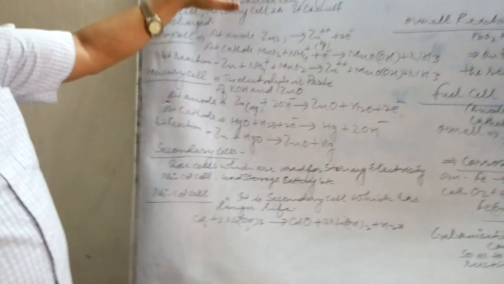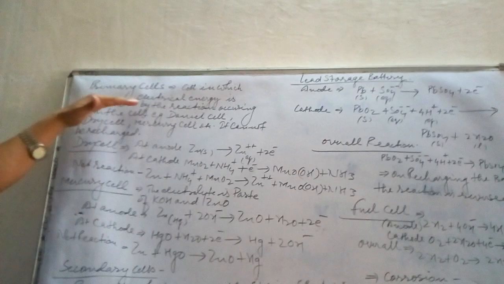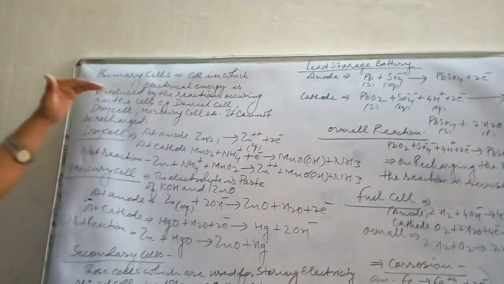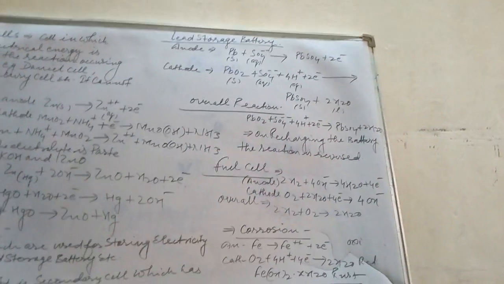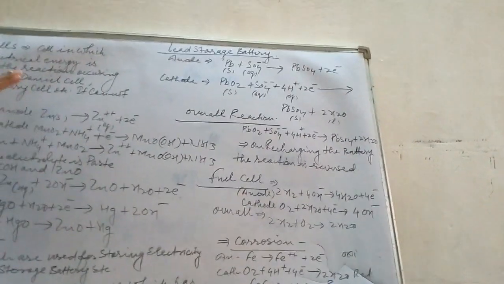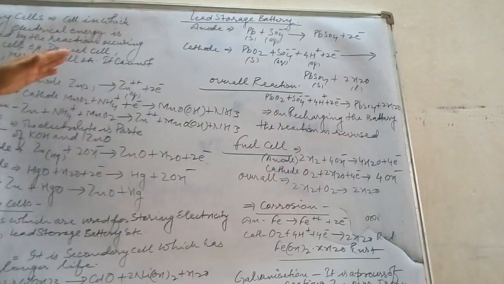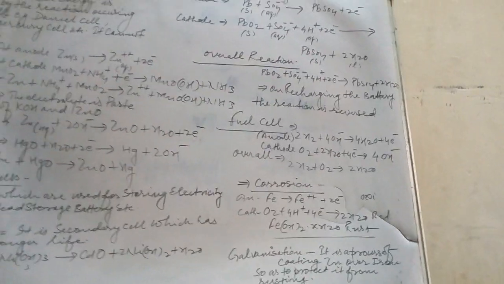Children, primary cells are those cells in which electrical energy is produced by the reaction occurring in the cell, like Daniel cell, dry cell, mercury cell, etc. But mind one thing, these primary cells are used one time only. They cannot be recharged. It is okay.